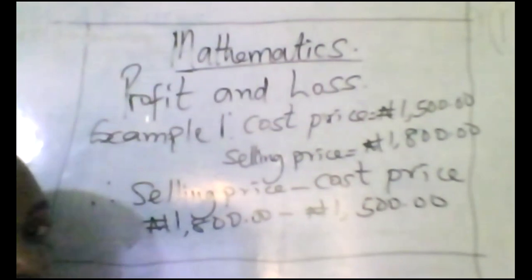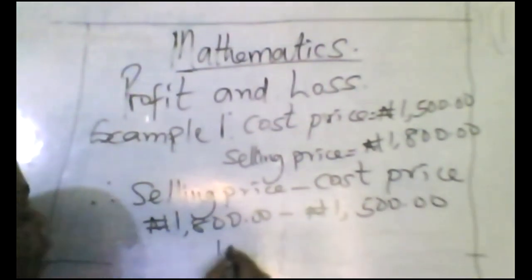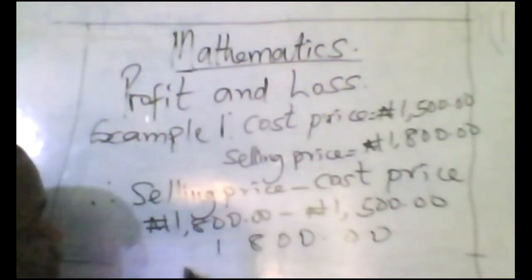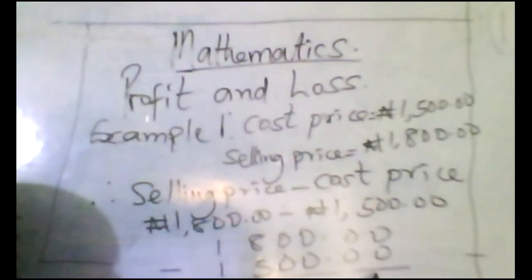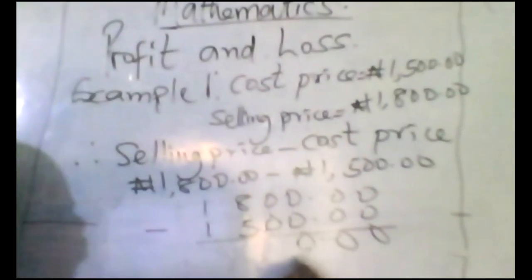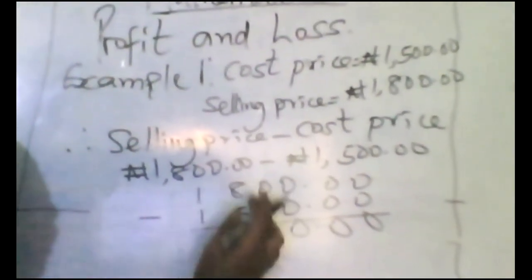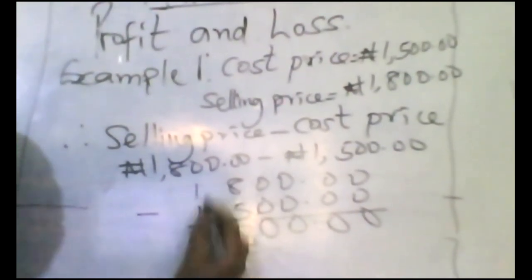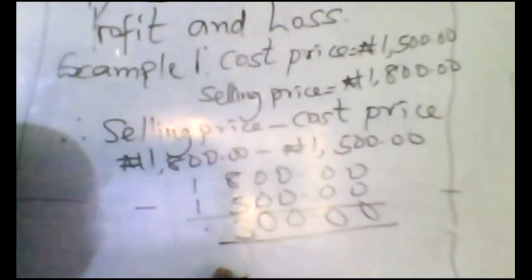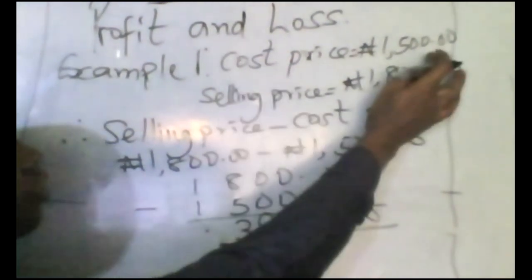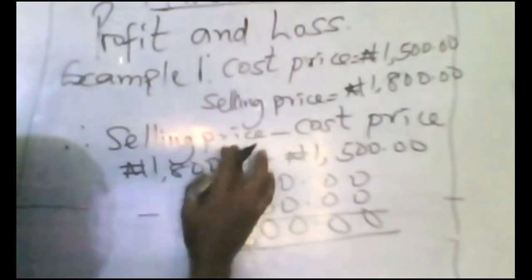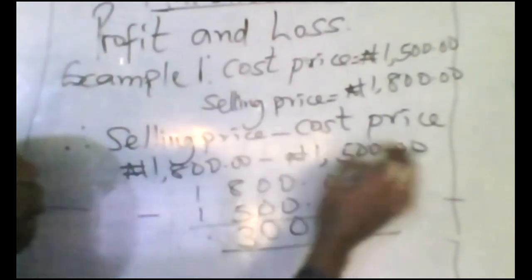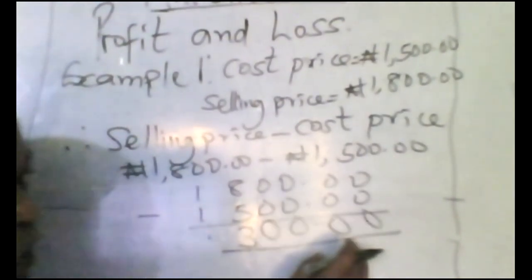1,500 naira. Now, let's subtract this. 1,800 naira minus 1,500 naira. Zero minus zero is zero, zero minus zero is zero. Then eight minus five is three. Then one minus one is zero, which means that you've made a profit of 300 naira. Remember that the cost price is 1,500 naira and you sold it for 1,800 naira, so selling price minus cost price, 1,800 naira minus 1,500 naira. So the profit is 300 naira on that article.